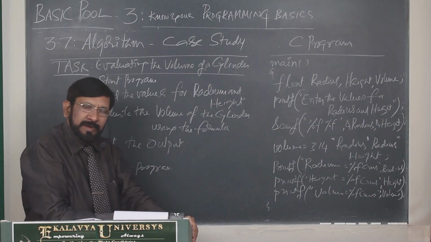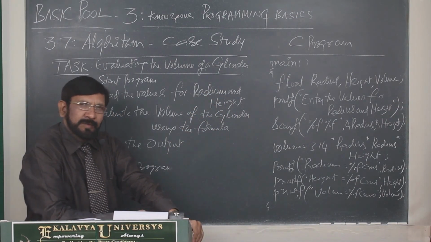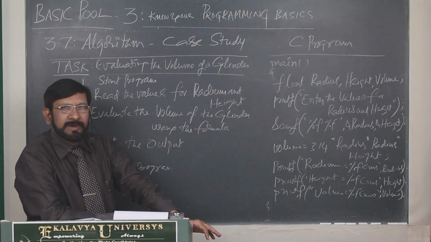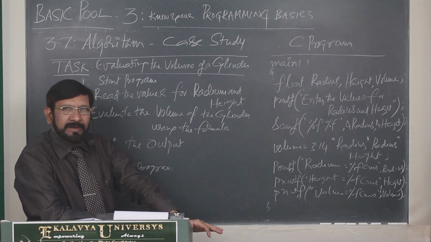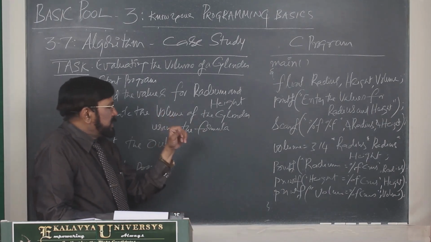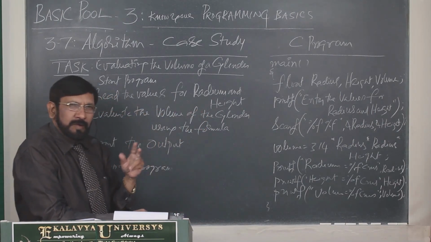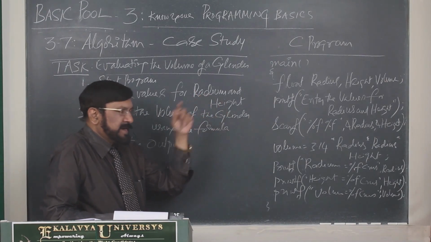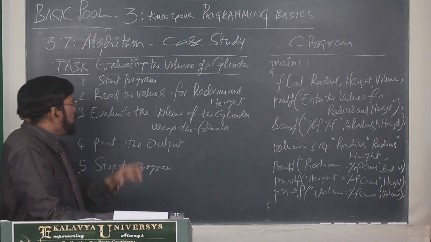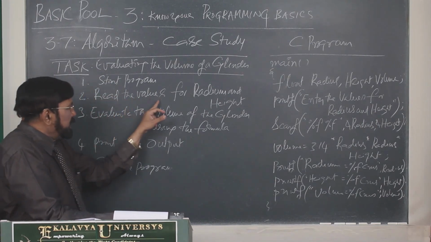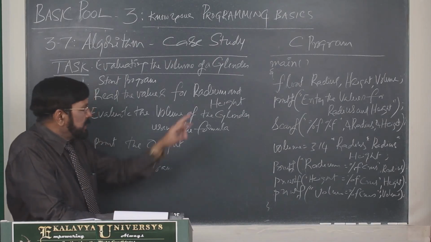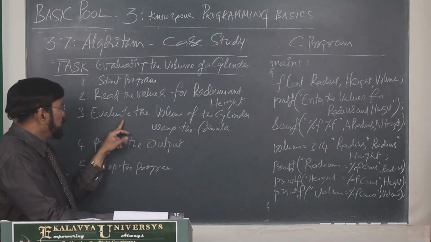Actually, in order to calculate volume of a cylinder, we have to consider the formula, that is pi r square h. Pi r square h. So, what are the inputs required? One is radius, second one is height. So, here read the values for radius and height. Then we have to read, that is input.